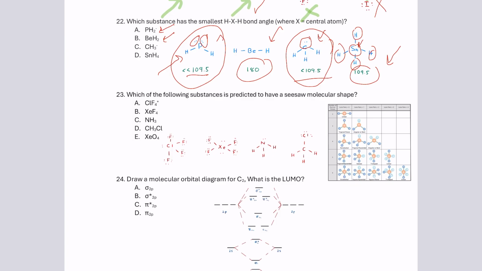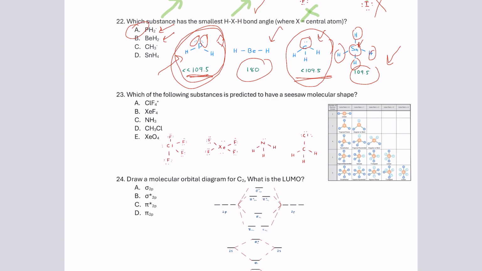109.5 degrees. So we want to compare these two, the phosphide ion and the methyl anion, to see which one has a smaller bond angle. Phosphide has 2 lone pairs, while the methyl anion has 1 lone pair. The ion with more lone pairs is going to experience more lone pair repulsions, which is going to result in smaller bond angles. So our phosphide ion is going to have the smallest bond angle. So the correct answer is A.